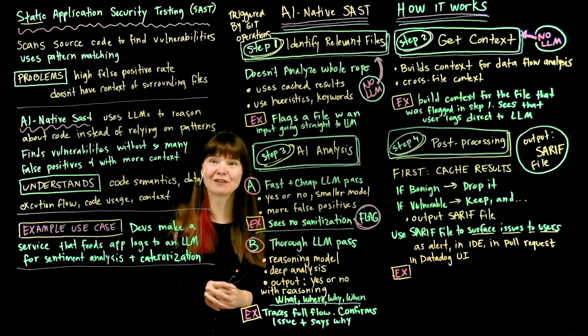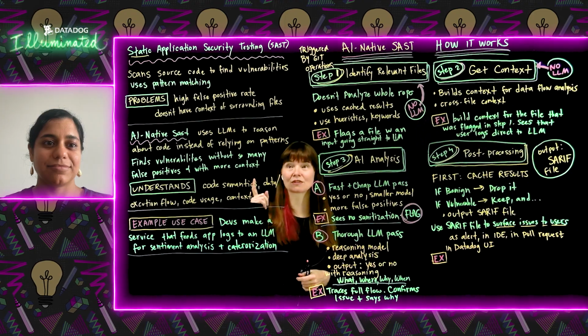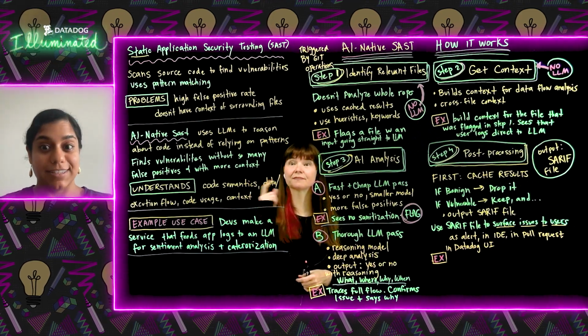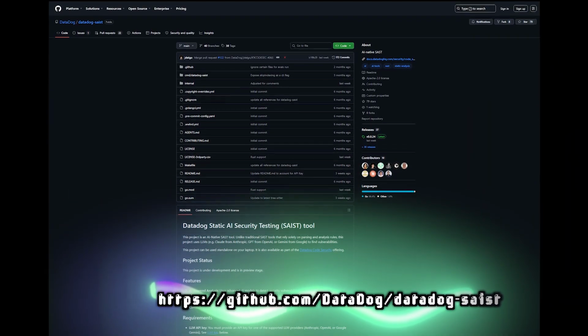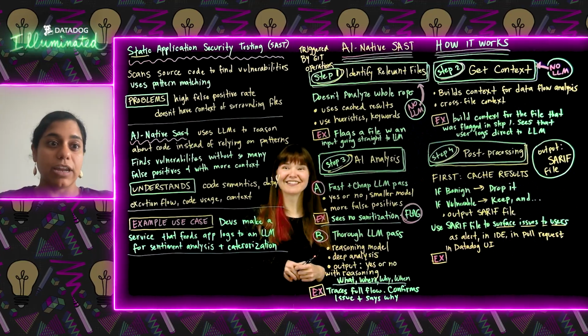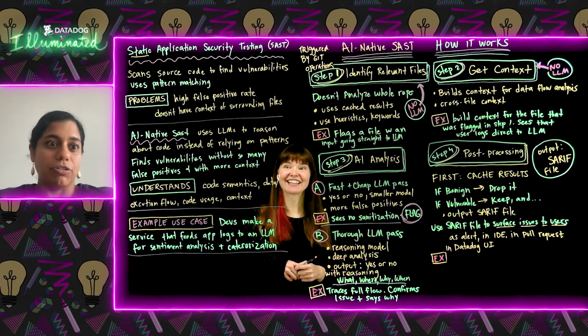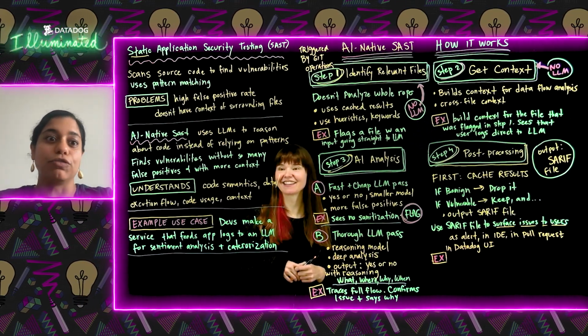I happen to know that this is actually an open source project, right? Yes, Datadog's AI native SAST tool is open sourced. It is available on GitHub in the Datadog SAST repo as part of the Datadog organization. As long as you bring your own LLM API key and a Datadog API key, you can run it yourself and find vulnerabilities in your own source code without having to go through the full integration process.